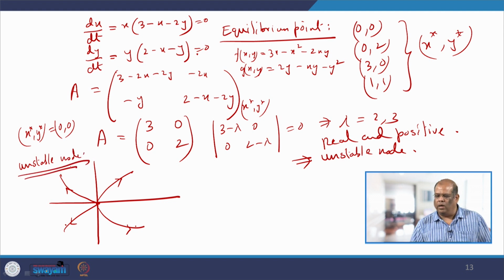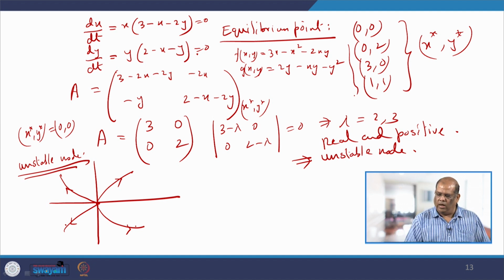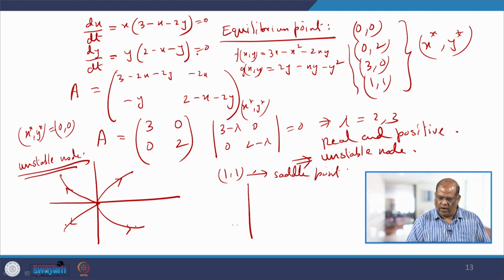In a similar manner, you can check the other equilibrium points. The only thing you have to note here is when you are checking for this 1 1, you will see that this is going to give you a saddle point. Now, when you draw this figure, do not label this axis, because now this point is your 1 1, that is the equilibrium point, not the origin. So, I will not give the exact position of the axis.